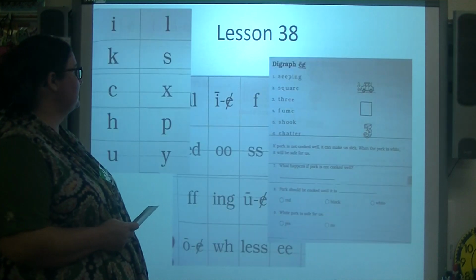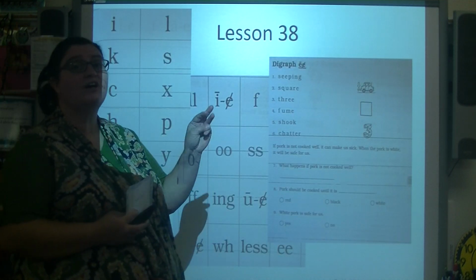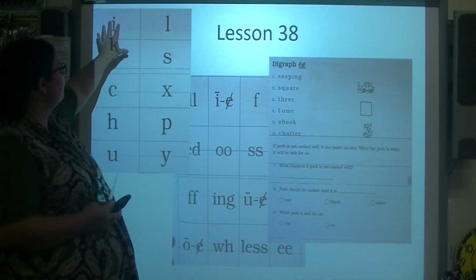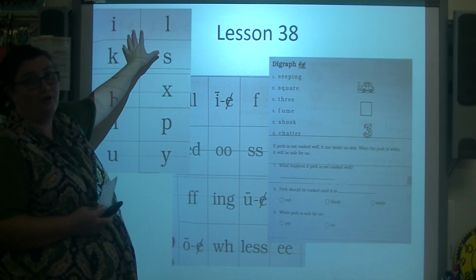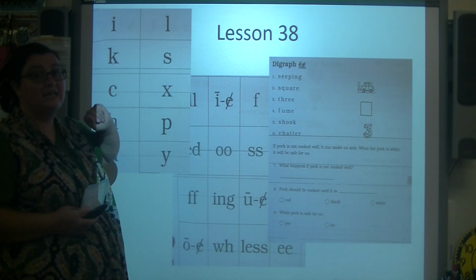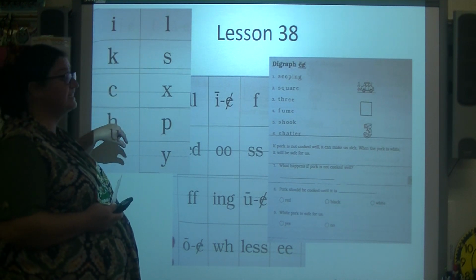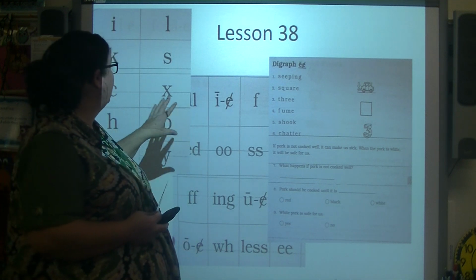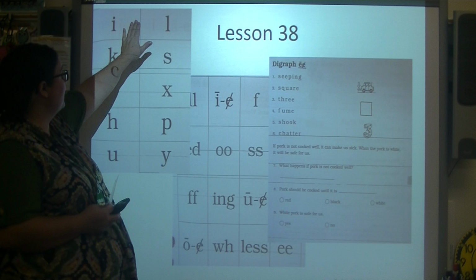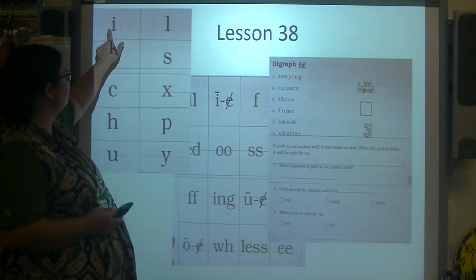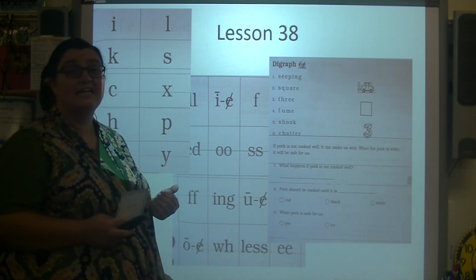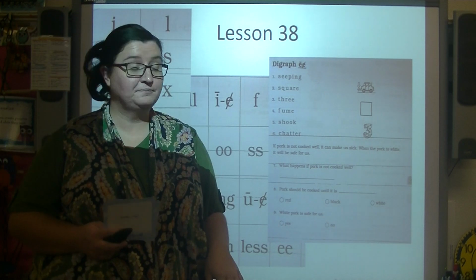All right, for today, you're going to have 3 papers. Your first page has letters on it. You are going to need to cut these letters out and have them on your desk area. So that first page, you'll cut these out. You should have 2, 4, 6, 8, 10 letter tiles.